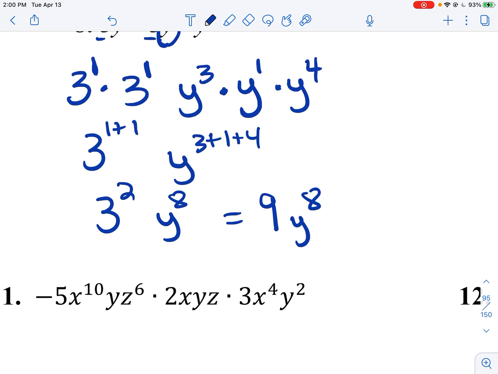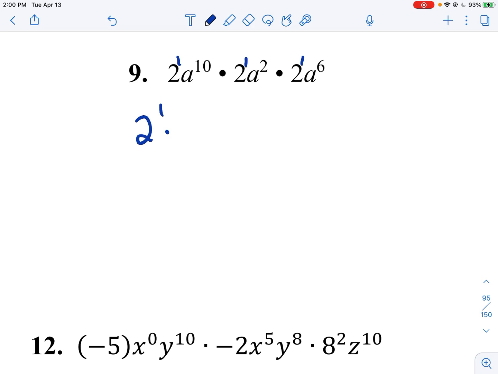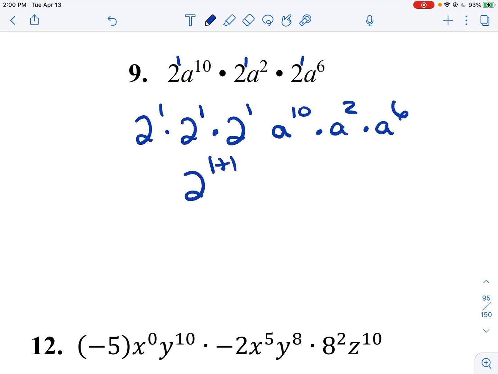to the 8th power. Then on this one, I have a 2 here, a 2 here, and a 2 here. 2 to the 1st times 2 to the 1st times 2 to the 1st. I have a to the 10th times a to the 2nd times a to the 6th.